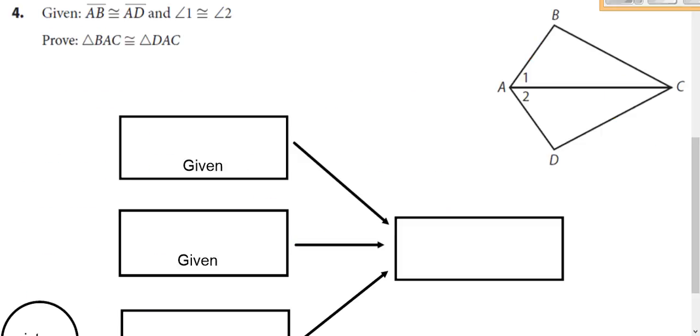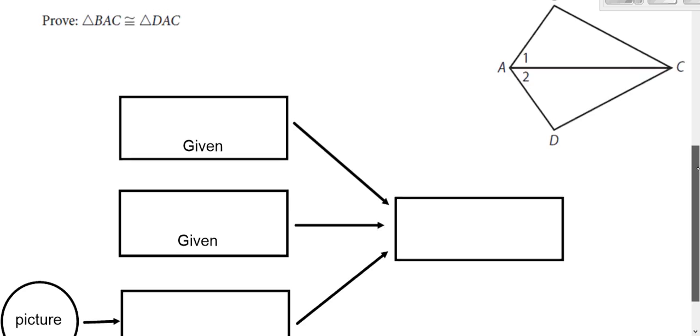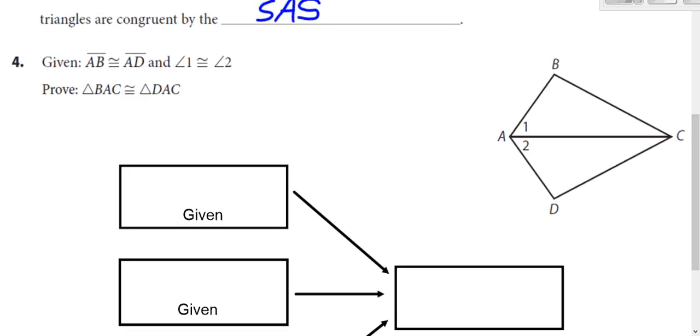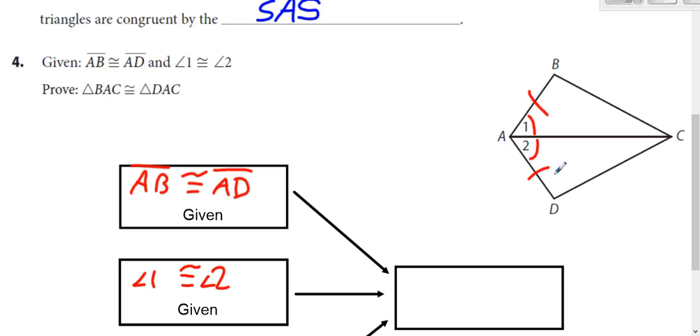So the other type of proof we're going to look at is right here. It's a flow proof. So just like any other proof, you start with the givens. We're given AB is congruent to AD. We were also given angle 1 is congruent to angle 2. And then you get those marked in the triangles.